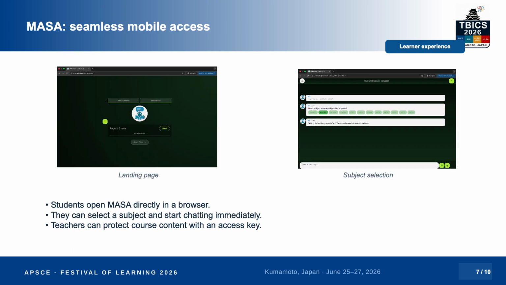Now, let us look at MASA from the learner side. The design goal is seamless access. Students can open MASA in a browser, including on a mobile phone, and start using it with very little friction. The landing page is clean, and students can directly start a chat or continue from recent conversations. After that, they select the subject they want help with. Even if a subject is visible to the public, teachers can still use an access key to protect uploaded materials. This design is important because if a system is too complicated, students may not use it. MASA tries to make trustworthy AI support feel as simple as an everyday messaging app.